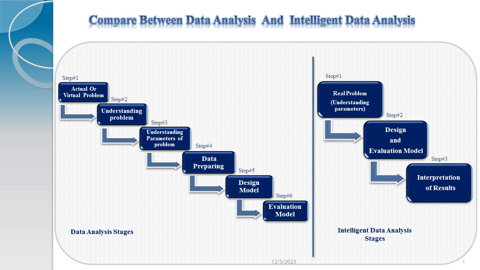This slide compares data analysis and intelligent data analysis. The stages of data analysis are: actual or virtual problem, understanding this problem, understanding parameters of this problem, data preparing, design model, and the final stage, evaluation model. While the stages of intelligent data analysis are: real problem, understanding parameters, design and evaluation models, and the final step, interpretation of results.